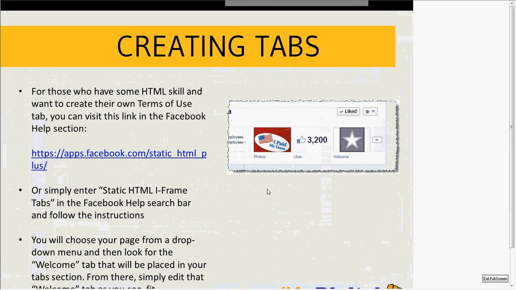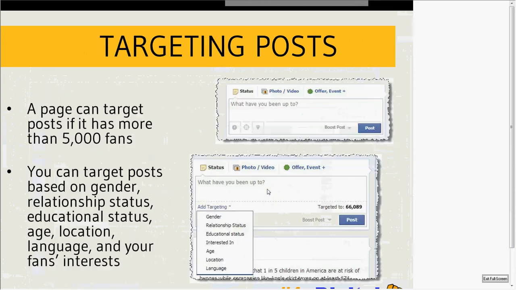But just know that that's something you can do on Facebook as well. So we are now going to move into targeting posts, and the caveat here is that you can only target a post if you have more than 5,000 fans. So that might cut out a lot of you or most of you, but hopefully one day you hit 5,000 fans or Facebook changes that rule. But just know that when you have more than 5,000 fans, you can target your posts based on gender, relationship status, educational status, age, location, language.